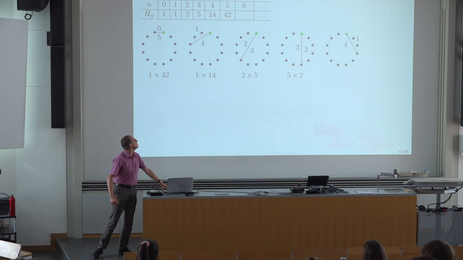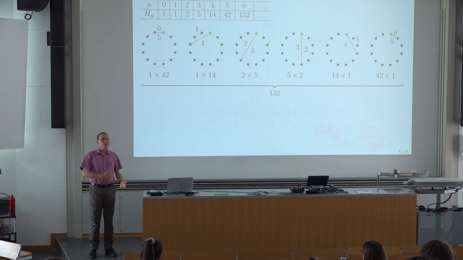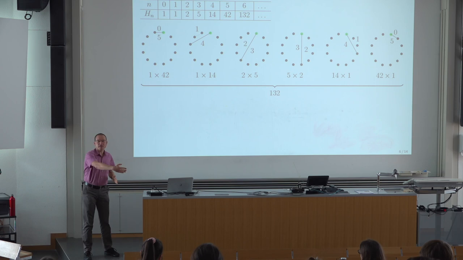And then over there, it will be 14 times 1. 14 on one side, 1 on the other side. And finally, 42 times 1, altogether 132. This is our next entry in the table. Now, what is the pattern? From here, having completed the table so far, we can keep going. We can keep building the table.